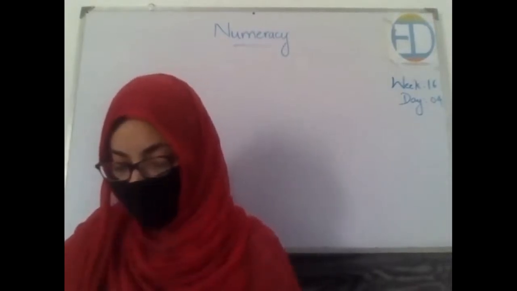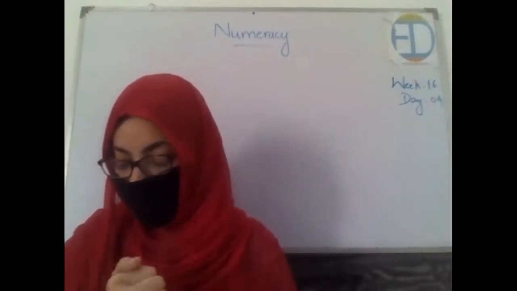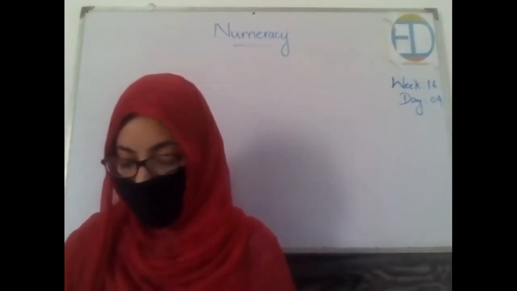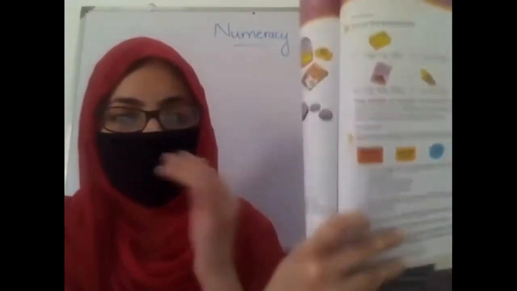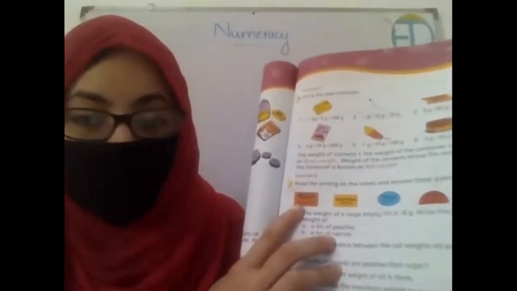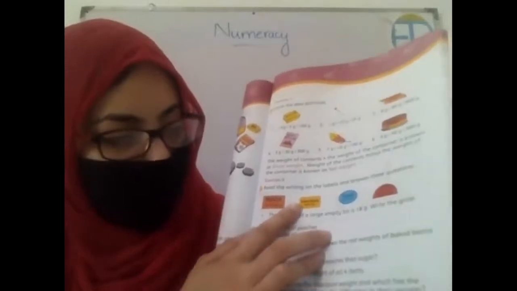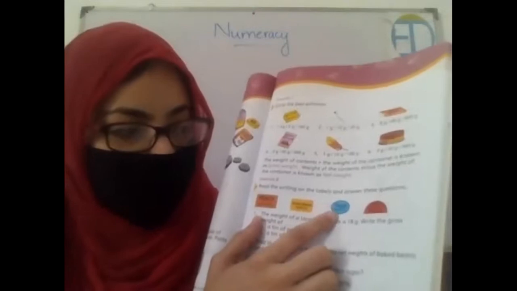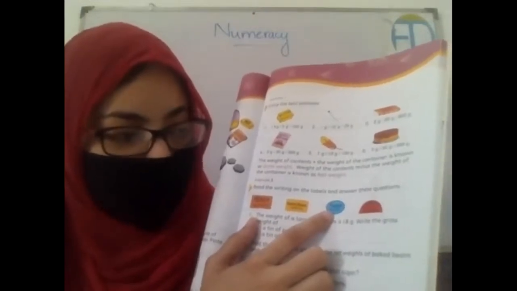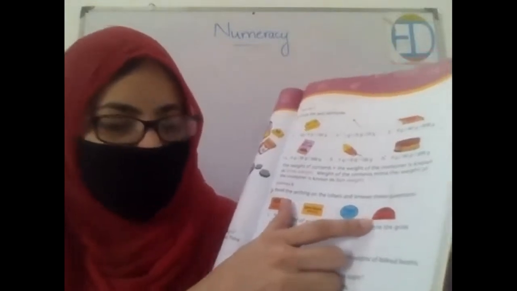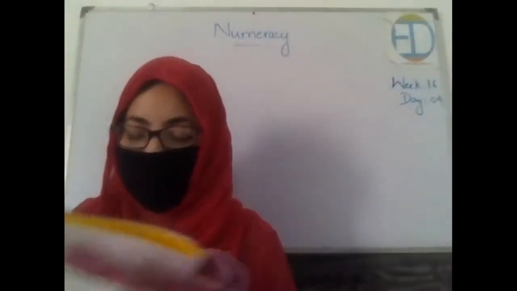Okay. Then we have exercise number 8. It says to read the writing on the labels and answer these questions. Now let's see what is written on the labels. The first one is about peach and it says net weight 820 gram. Then we have baked beans which are 125 gram. Then we have sugar which is 450 gram. Then we have carrots of 780 gram. Okay, let's look at the questions.